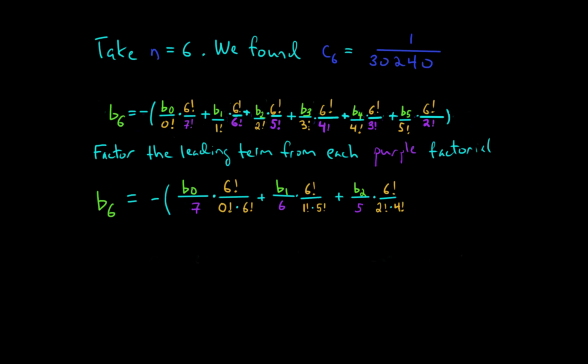plus b sub 3 over 4 times 6 factorial over 3 factorial times 3 factorial, plus b sub 4 over 3 times 6 factorial over 4 factorial times 2 factorial, plus b sub 5 over 2 times 6 factorial over 5 factorial times 1 factorial. Close parenthesis.